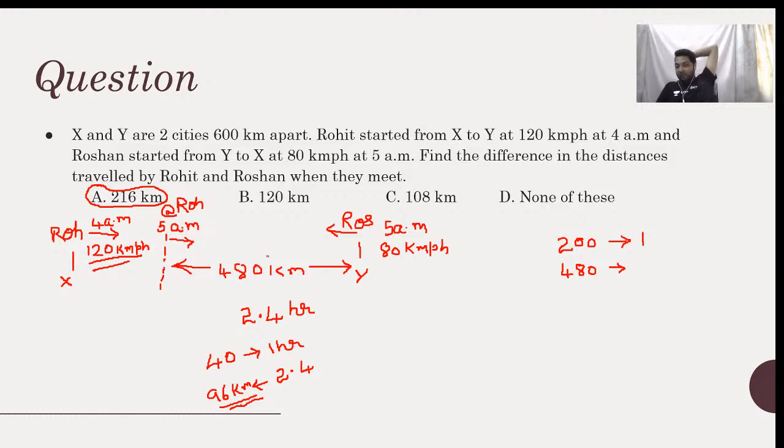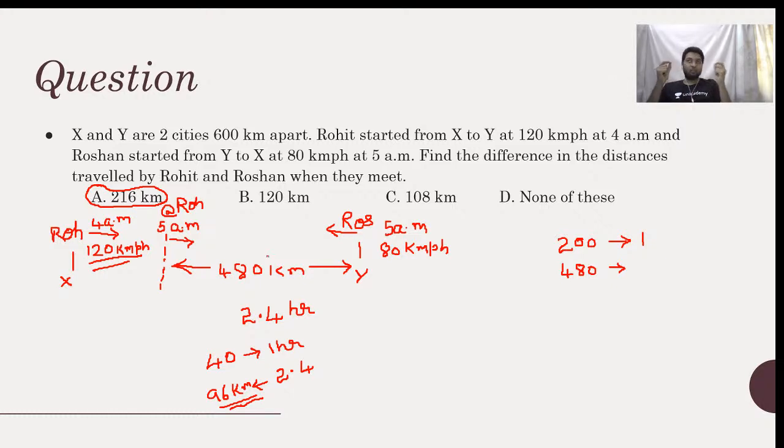Roshan started at 5 a.m. from Y towards X at a speed of 80 kilometers per hour. That means it is as good as Rohit and Roshan are two people traveling towards each other, with a distance between them of 480 kilometers. Rohit is traveling at 120 kilometers per hour, Roshan at 80 kilometers per hour. That means every hour they come closer to each other by 200 kilometers.